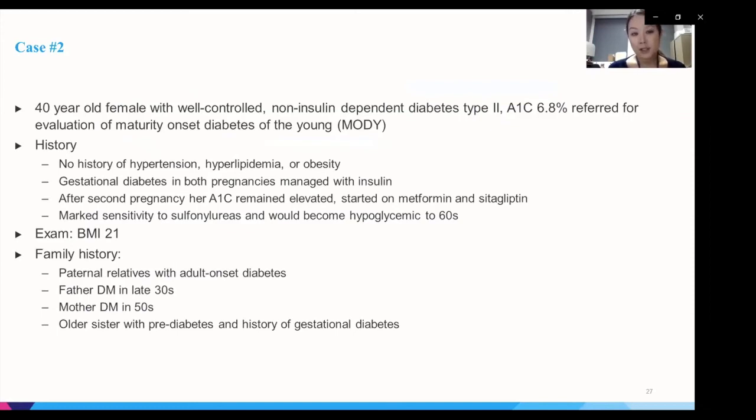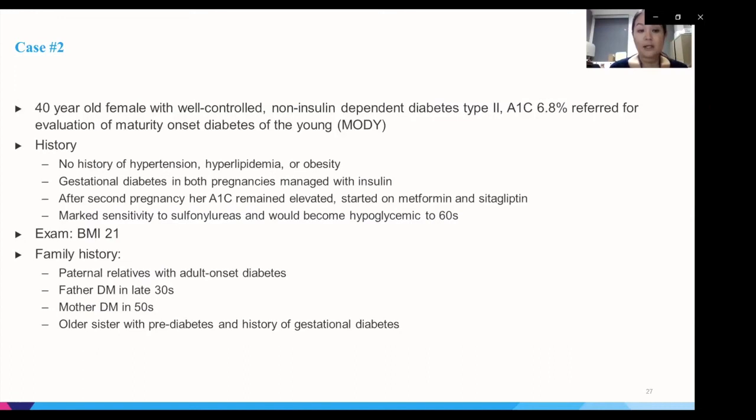She did have gestational diabetes in both of her pregnancies, which were managed with insulin, and it was after her second pregnancy that her A1C remained elevated, and so she was started on metformin and eventually also sitagliptin. And it was noted that she had marked sensitivity to sulfonylureas and would become hypoglycemic to the 60s when this medication was started. So she was just maintained on the metformin and sitagliptin. On exam, she had a normal BMI, and her exam was otherwise normal.